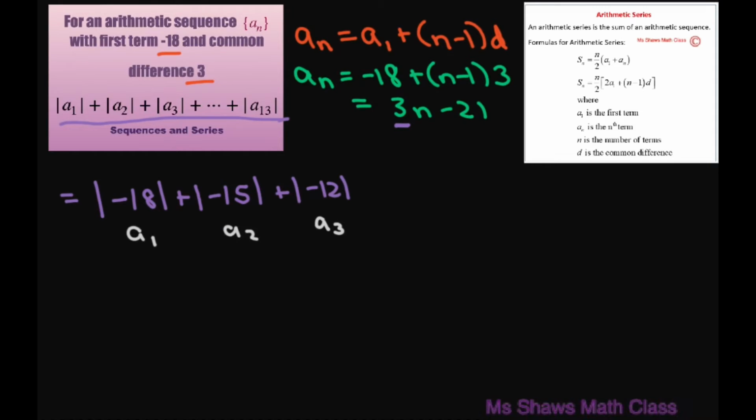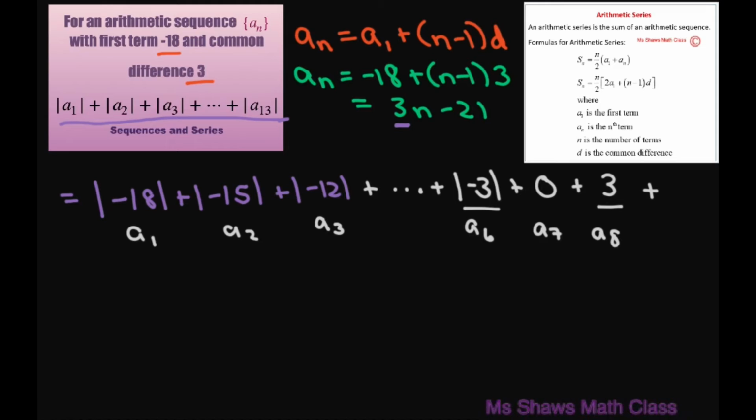Now let's move on and not fill all these out. We can kind of skip around. And let's do the sixth term. The sixth term would be negative 3, absolute value of negative 3. Then the seventh term would be 0. We don't need to put absolute value on that. And then the eighth term would be 3. And so these two are going to match here.